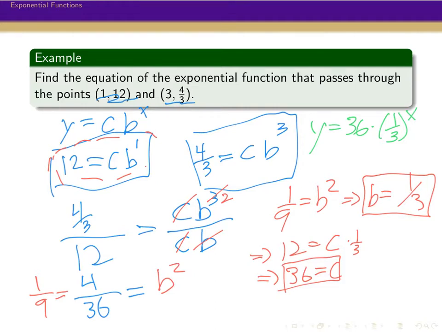And we can double check this. When I plug in 1 into here, 36 times a third gives me 12, so that works out. When I plug in 3, I'm going to get 1/3 cubed is going to be 1 over 27. 36 divided by 27, I can cancel a 9 out from both of them and end up with 4 over 3. So this works exactly right.